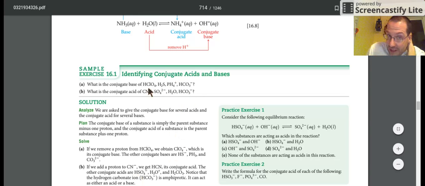Just to give a quick recap, conjugate bases are formed by acids losing protons.